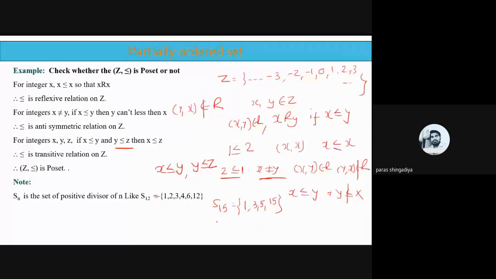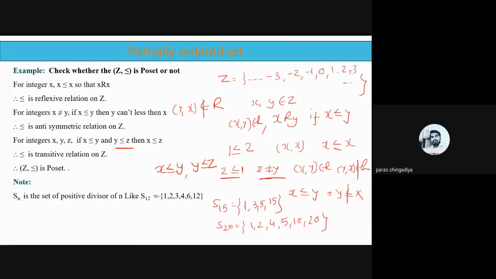Consider another value. Yes, let's take 20. So the divisors of 20 will be 1, then 2, then 4, then 5, 10, and 20. Clear? So these are the divisors of 20. So just consider the positive values by which we can divide the given number. So these numbers are considered divisors of the given value.